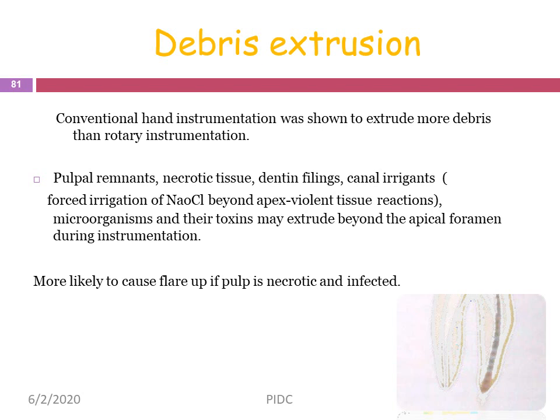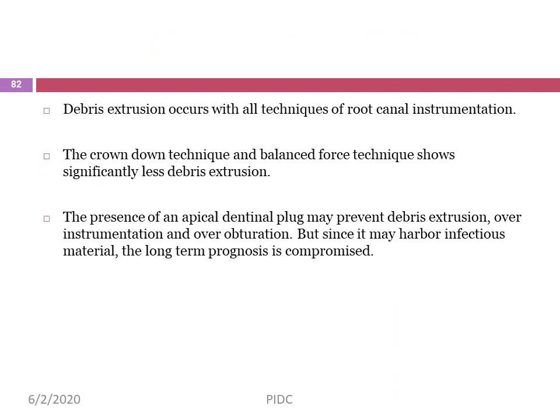So to ensure that this doesn't happen, please never allow the syringe needle to get locked inside the canal. Once it is locked and then when you forcefully inject, the chances of extrusion beyond the apex are significantly higher. Okay. So debris extrusion of course does occur with all techniques, but the crown down technique and the balanced force technique show significantly lesser amount of debris extrusion.